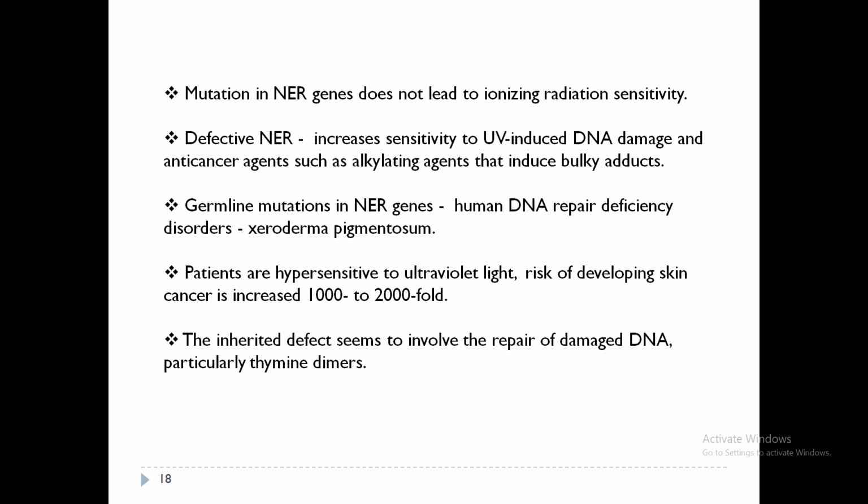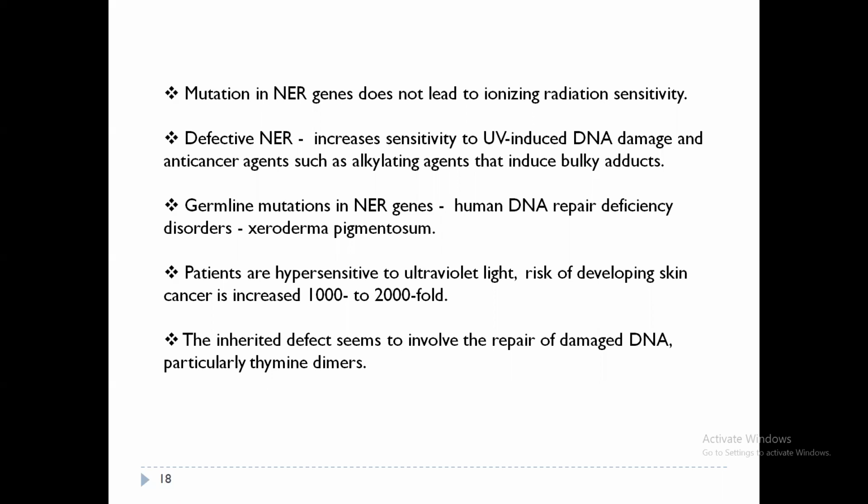Mutation in the nucleotide excision repair genes does not lead to ionizing radiation sensitivity, as we have seen for the base excision repair. But if there is a defective nucleotide excision repair mechanism, then it will increase sensitivity to UV-induced DNA damage and anti-cancer agents such as alkylating agents that induce bulky adducts. And germline mutations in the nucleotide excision repair genes will lead to human DNA repair deficiency disorders like xeroderma pigmentosum.